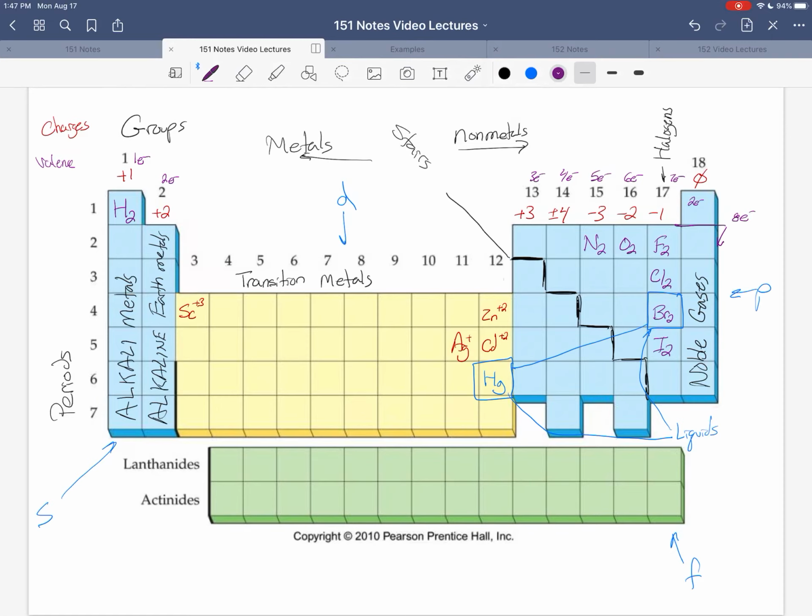All right, so there's more that we cover through the semester. Periodically you'll see that when we warm up. All right, so hopefully that helps you with the periodic table.